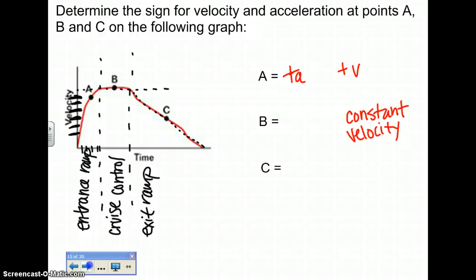So you have your cruise control set. If you have your cruise control set, then you have an acceleration of 0 meters per second squared because you're not touching the accelerator or the braking system at all.